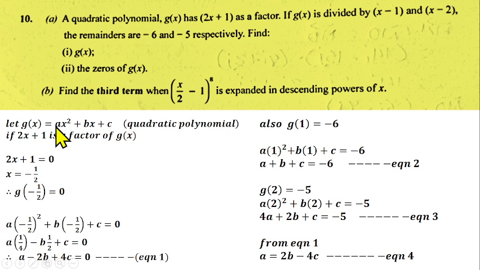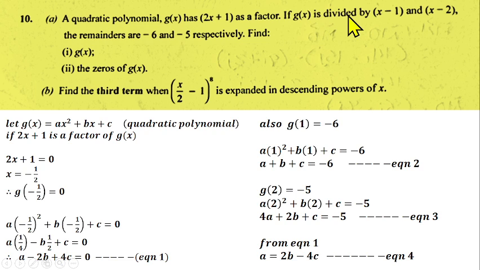So that means we have a into minus 1 over 2 squared plus b into minus half plus c equals to 0. If you simplify this further, the square of this will give us 1 over 4, then minus half multiplied by b will give us minus b over 2, plus c equals to 0. Then you can multiply through by 4 to clear the denominator. If you multiply this by 4, we have a, minus 2b, plus 4c equals to 0. You can call this one equation 1.